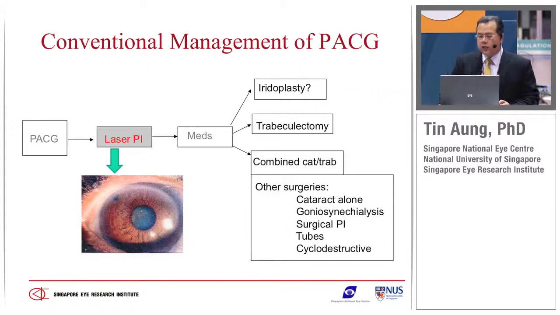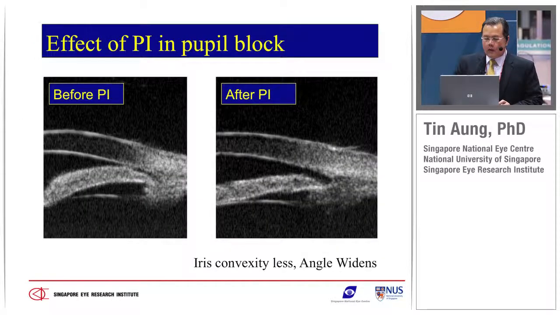The conventional management of angle closure glaucoma involves doing a laser iridotomy as the first line of treatment. The reason we do a laser iridotomy is to relieve the pupil block that's present in the condition. As you can see in this picture, a patient with angle closure with pupil block is marked by a convex iris configuration. After the laser iridotomy, the iris is flatter and you can see that the angle has opened up.